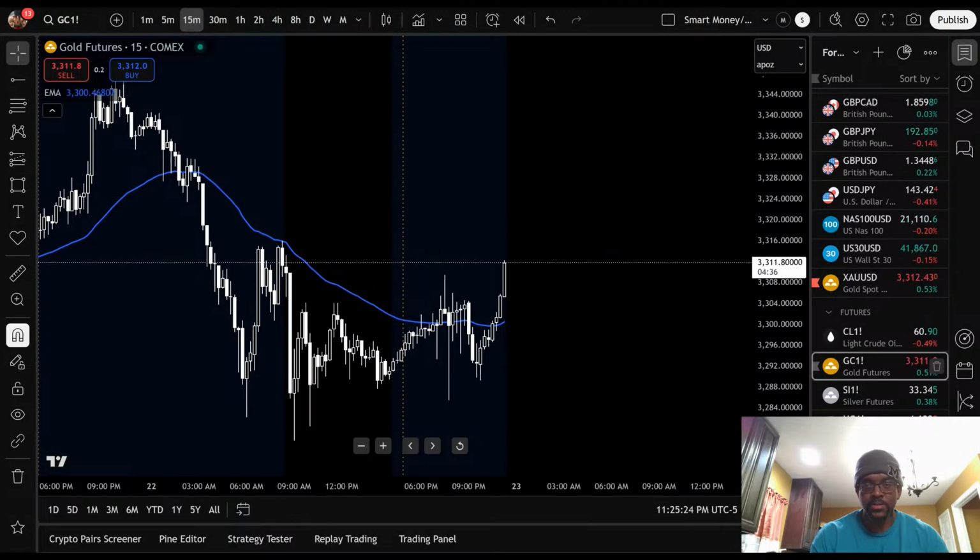Now, although we're looking at TradingView, I will be trading on Project X. All right. And that's using Blue Guardian Project X. All right. Let's see if I can get y'all to see.